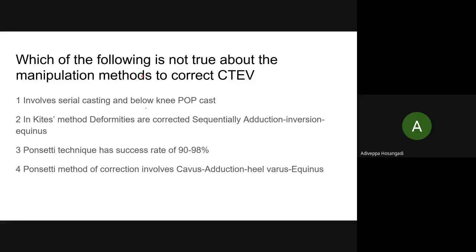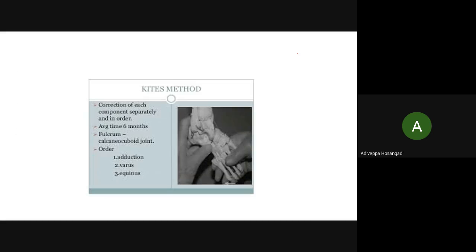So never apply a below knee cast. It is always an above knee cast for two reasons. One is the cast should not slip. Second is by keeping the knee in flexion, you will relax the gastrocnemius and be able to correct the equinus.